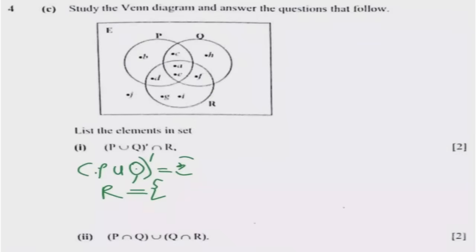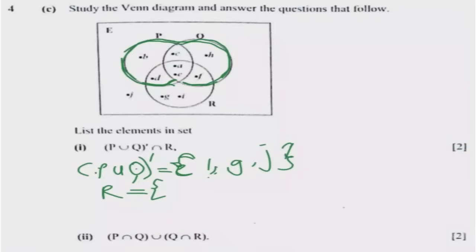P union Q complement means we don't need to include any member that is found in P or Q. Any member that is found in P and Q, we have no option there, so we exclude them. That means we are going to remain with I, G, and J. These are the members of set P union Q complement. So we can even close it like that.